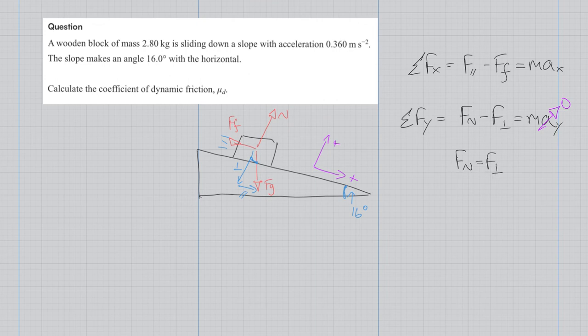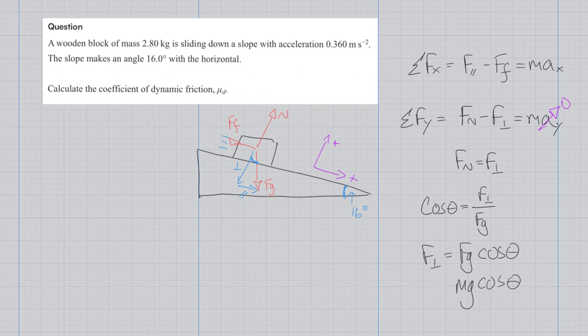And we can solve for that by saying the cosine of theta equals my perpendicular force divided by my force of gravity. So my perpendicular force is going to be my force of gravity times the cosine of theta, where force of gravity is mass times little g. So it's mass times g times the cosine of theta. So that's how I would solve for my perpendicular force.